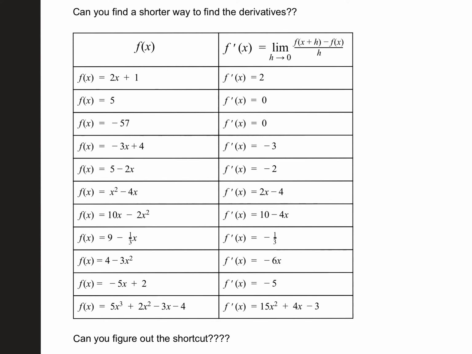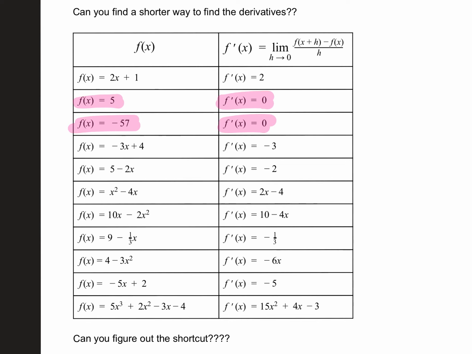Let's just look at a few to start with here. So if we saw a function like f of x equals 5 or f of x equals negative 57, notice the derivative on both of those is 0. It's an interesting thing, right? The derivative of a constant function was just 0.